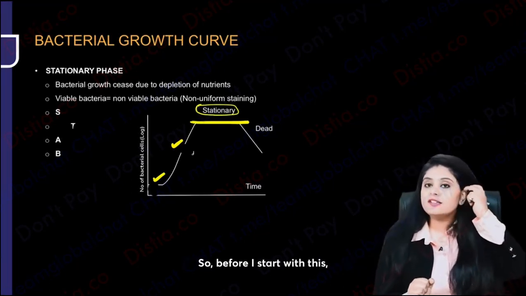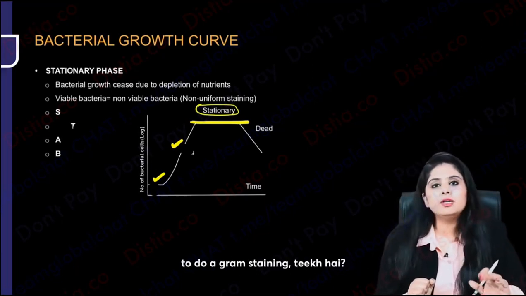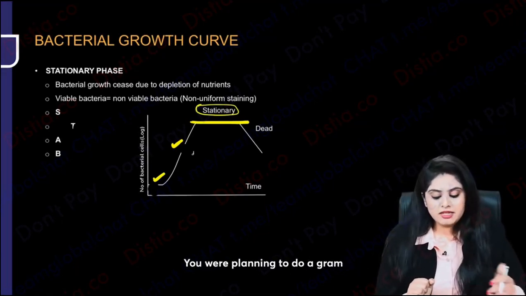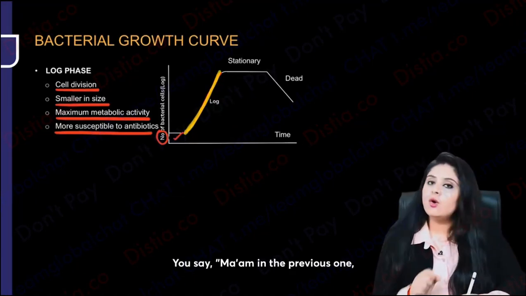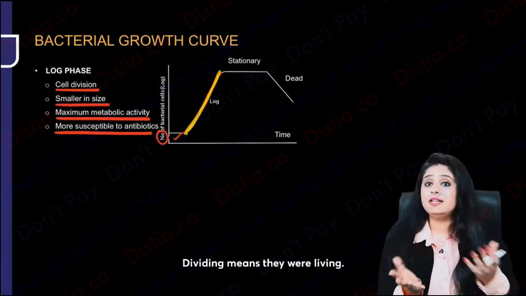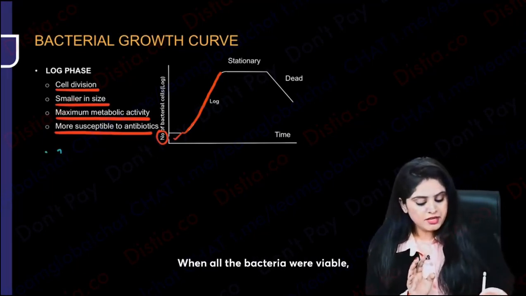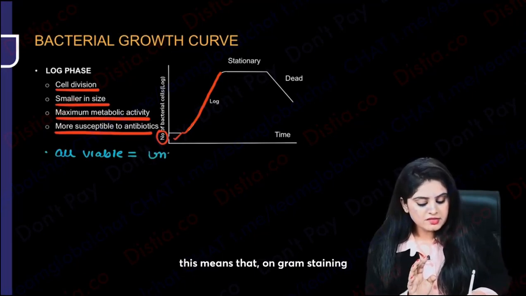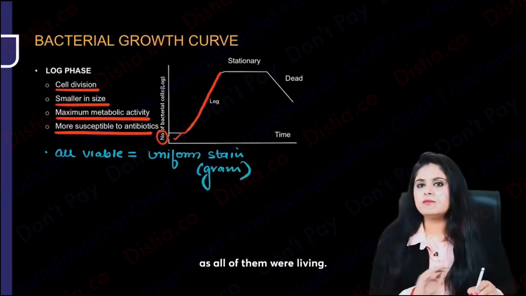Okay, so before I start with this, I want to ask you something. So for example, you were planning to do a gram staining. Okay, you were planning to do a gram staining in the previous wala also. You say, ma'am, in the previous one, all the bacteria were dividing. Dividing means they were living. No one's dead, na? All the bacteria are viable. When all the bacteria were viable, this means that on gram staining, I was going to get a uniform stain, right? I was going to get a uniform stain as all of them were living.